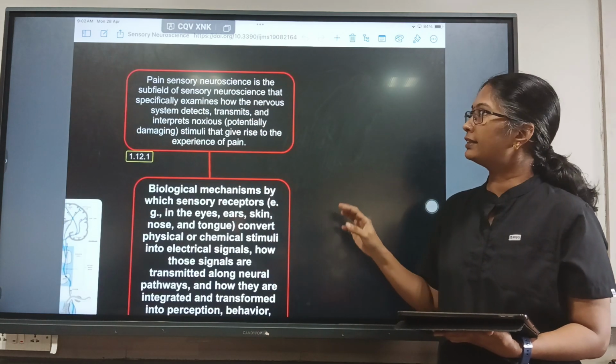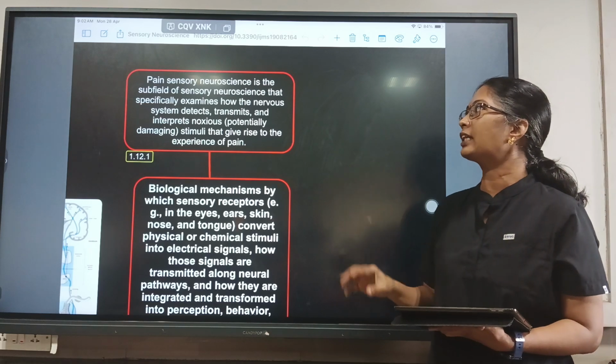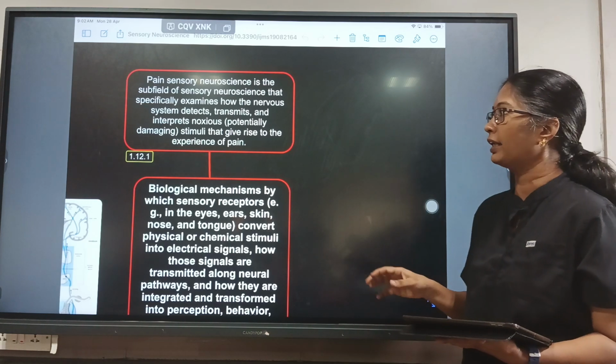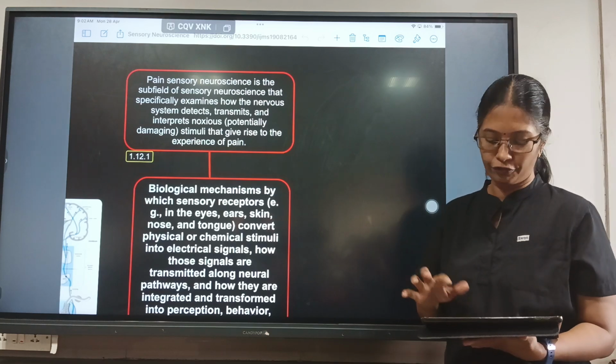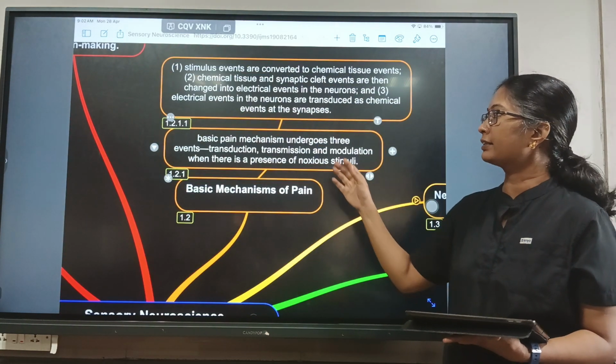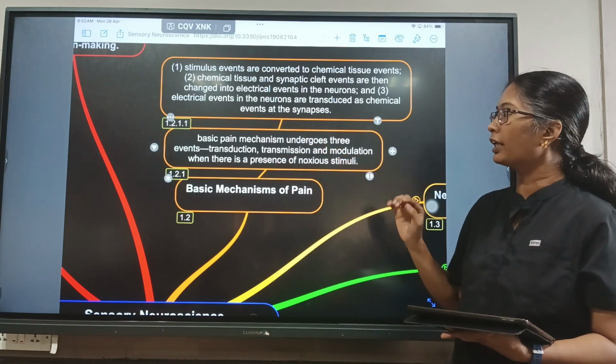Pain sensory neuroscience is a subfield of sensory neuroscience that specifically examines how the nervous system detects, transmits and interprets the noxious stimuli that give rise to the experience of pain. So what are the basic mechanisms of pain? There are three mechanisms: transmission, transduction and modulation.